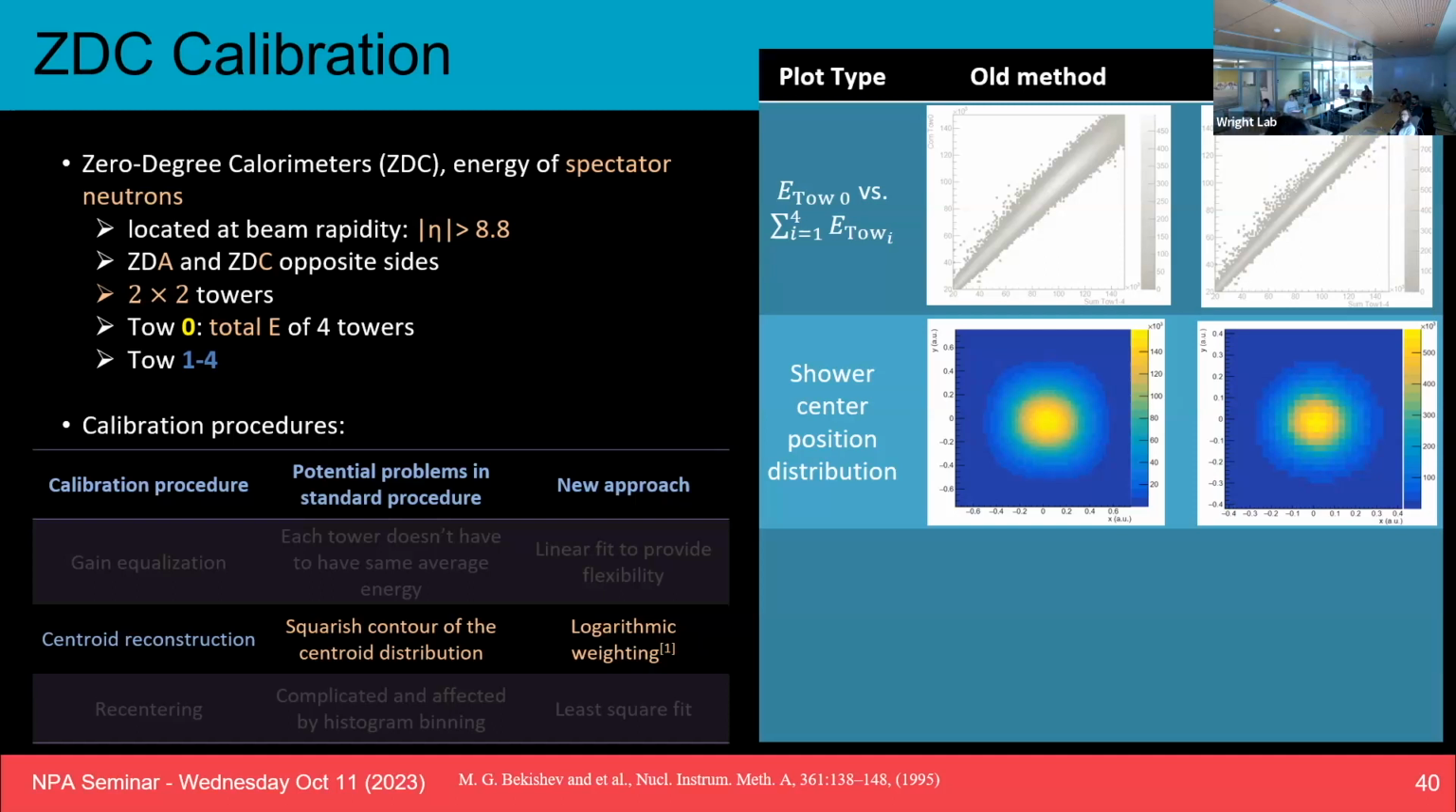This worked fine for 2010, but somehow in 2018 it became more and more square. So what I used was to adopt this paper, another way: logarithmic weighting. In this method, it takes care of the towers with a very low number better. So you can see that, well, I cannot say this is a huge improvement, but if you look at the contour, it's a bit more square.